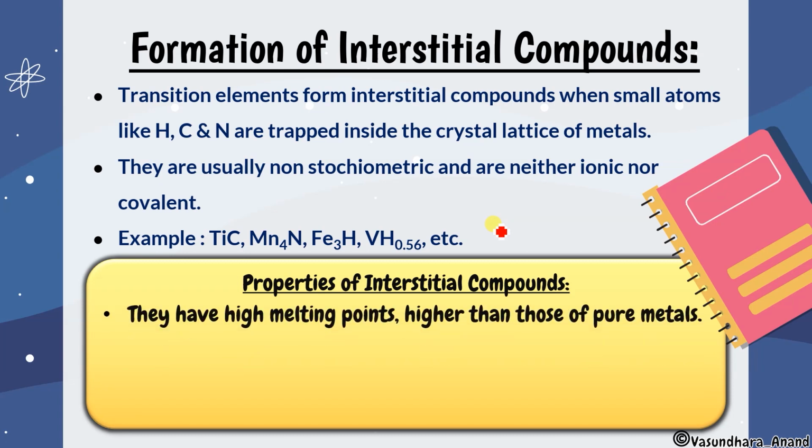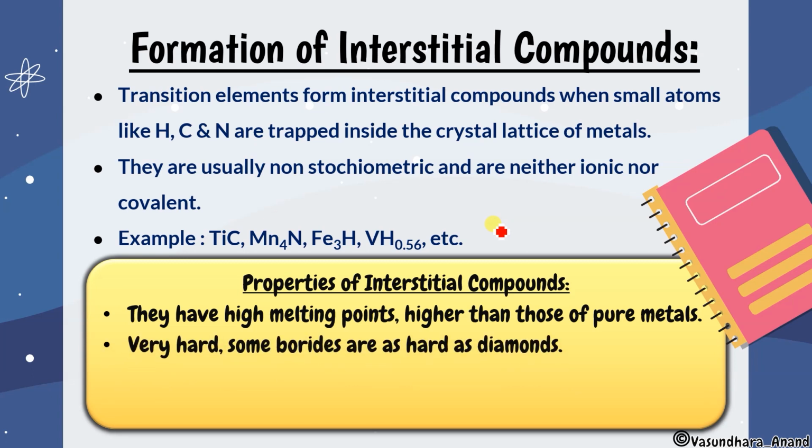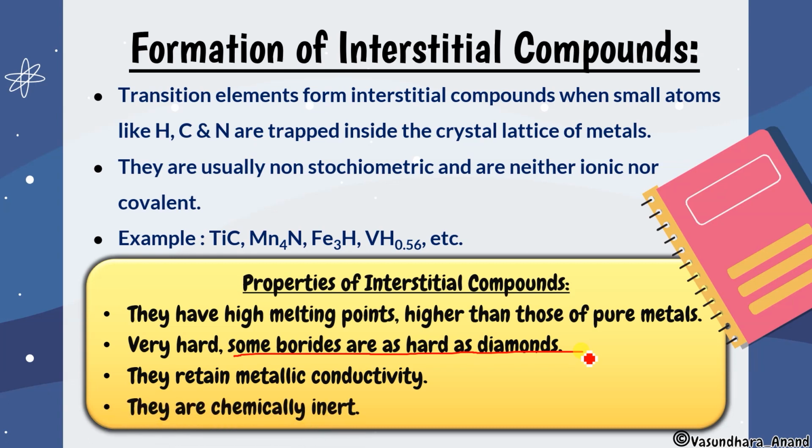Properties of interstitial compounds: they have high melting points, higher than those of pure metals, because obviously the bonds become strong. They are very hard. Some borides are as hard as diamond. So this is the point to learn: some borides are interstitial compounds, and they are as hard as diamond. They retain metallic conductivity and metallic properties, and they are chemically inert because the sites are completely filled and completely bonded, and that's why they are strong. So they are chemically inert.